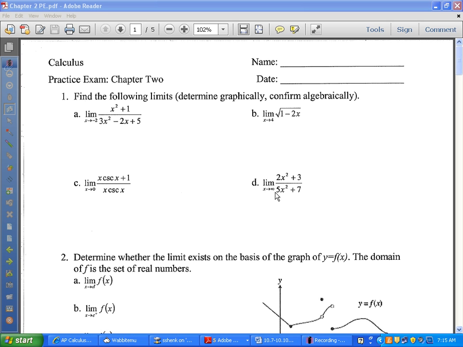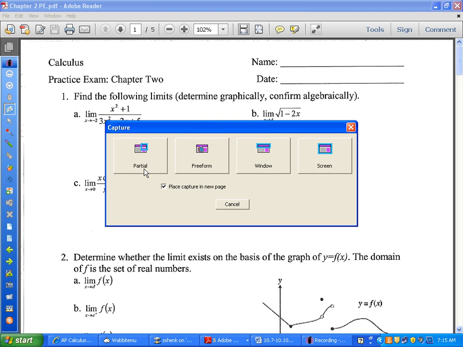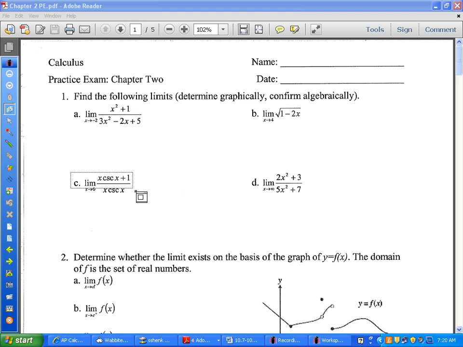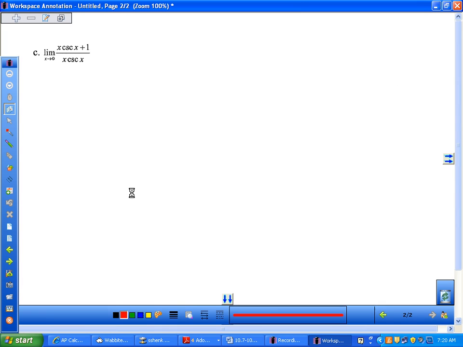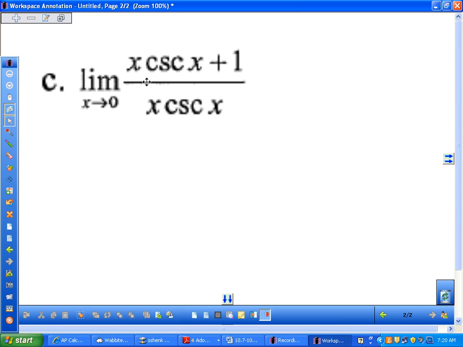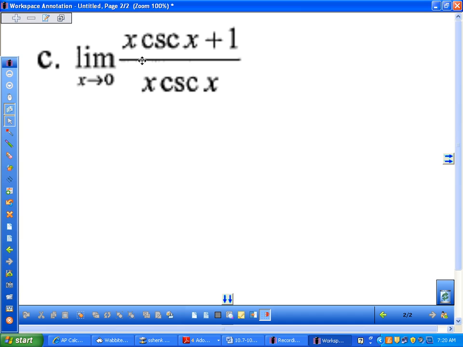Let's go ahead and take a look at C. Not only do we have algebra here in C, but we've got some trig as well. Let's take a look at C together. On the test tomorrow, I'm going to ask you to find them algebraically, and then you can confirm them graphically or numerically. But the points are going to come from the algebraic method here.